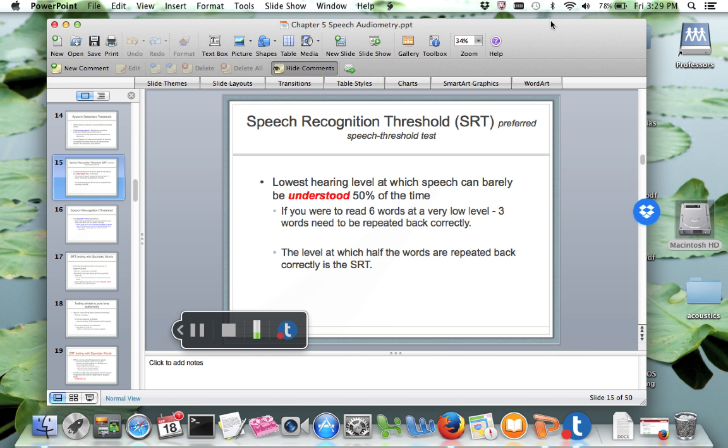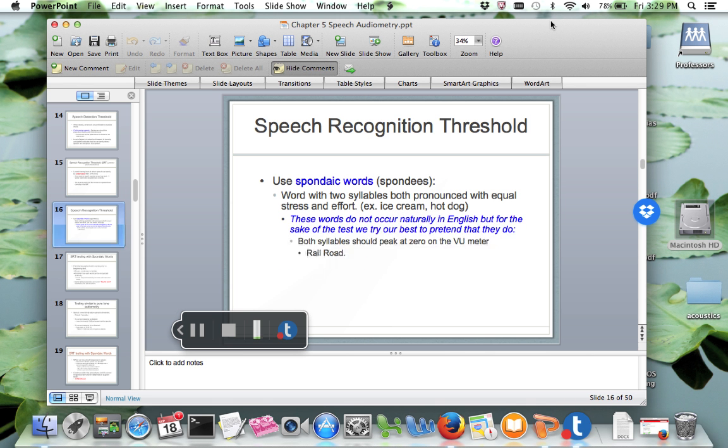Remember when you were looking for the threshold, the search was down 10, up 5, down 10, up 5, until you get about 50% of the words repeated back correctly. And then that's their speech recognition threshold. Words that are used to test the speech recognition threshold are called spondaic words.